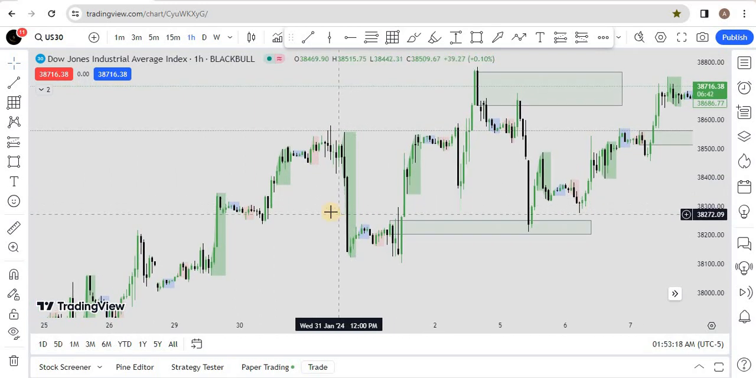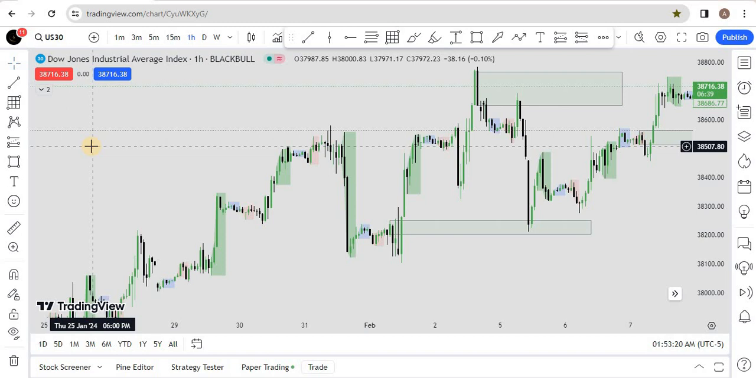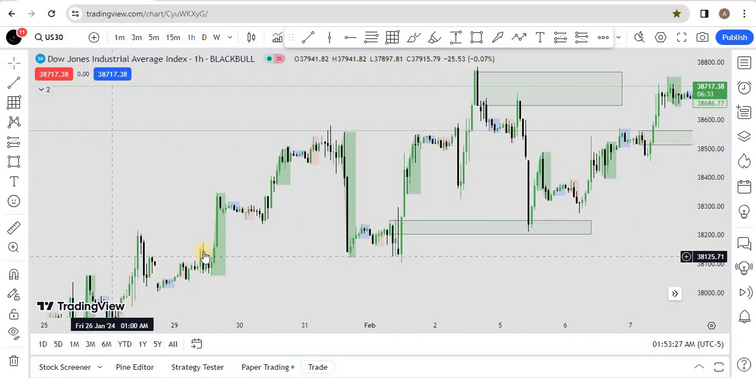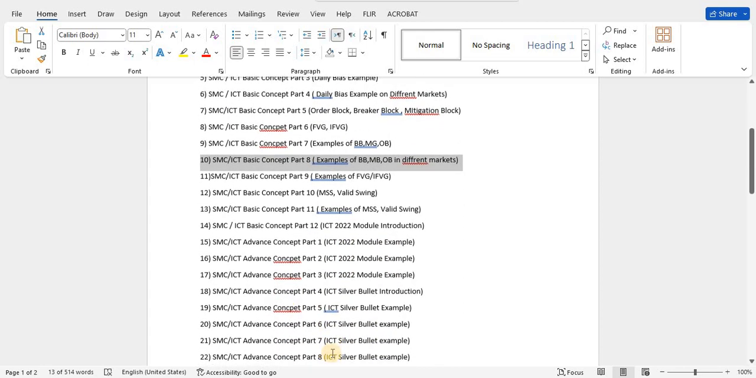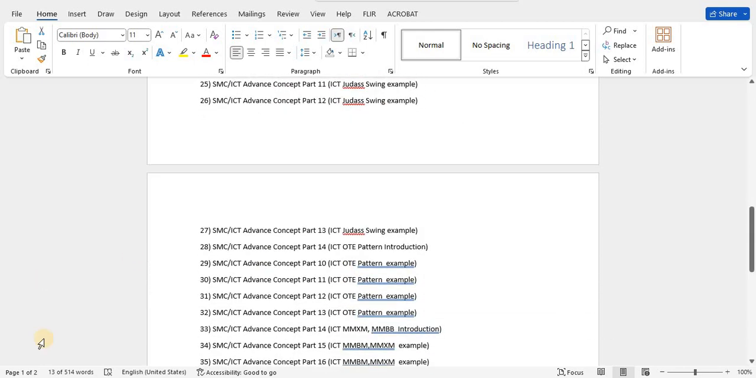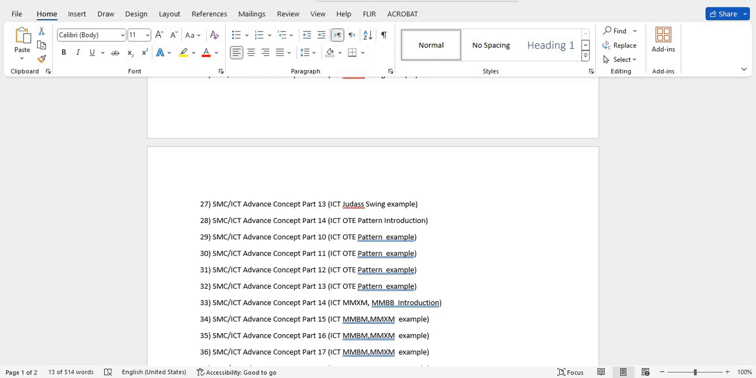Any market folks, any market, not only US30, also NASDAQ, SPX 500, this ICT strategy will work. I will explain more. You will see more depth in the next lectures, slowly on the ICT 2022 model, silver bullets, Judas swing or whatever. Okay, you will see these types of setups every day.